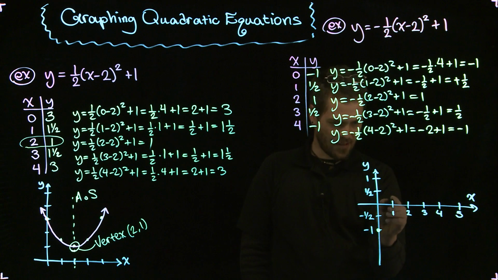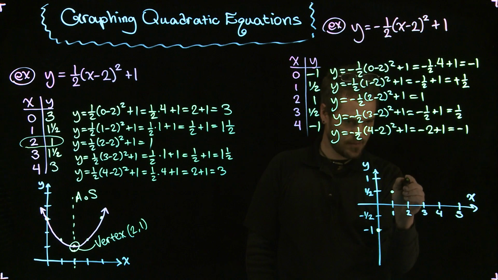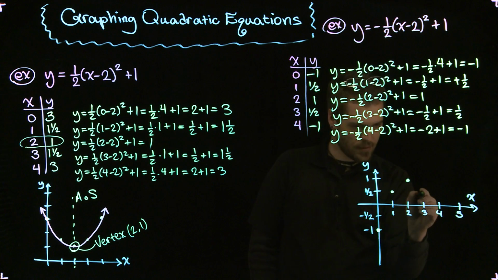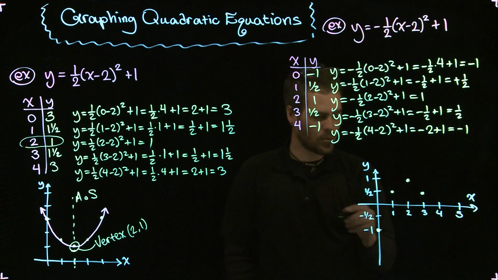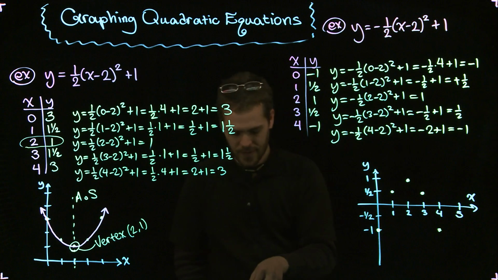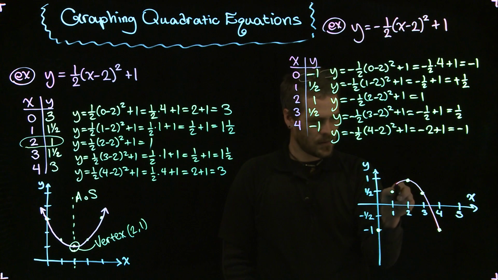1, 1/2. There we go. 2, 1. 3, 1/2. It's here. And finally 4, negative 1 is down here. Trying to line that up real nice. Connect that with a nice smooth curve. And it's something like that.